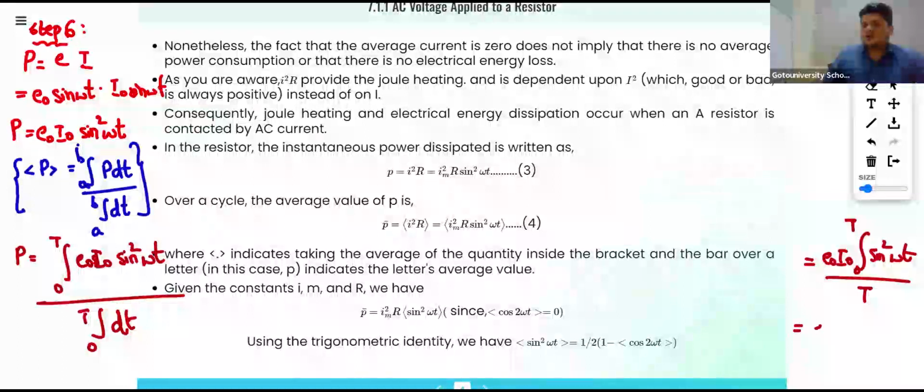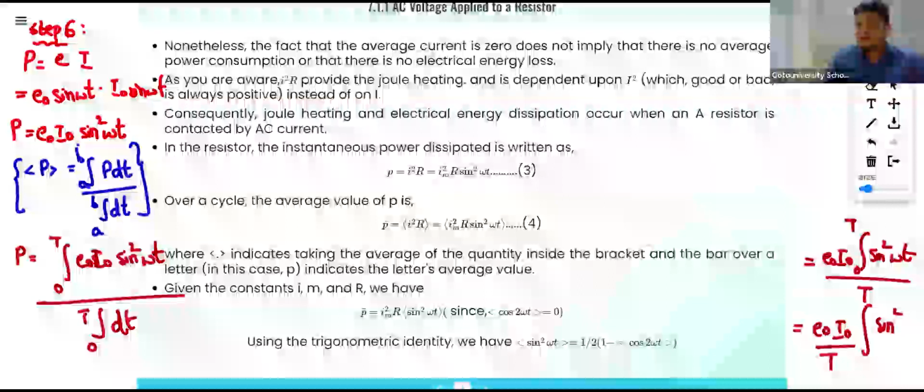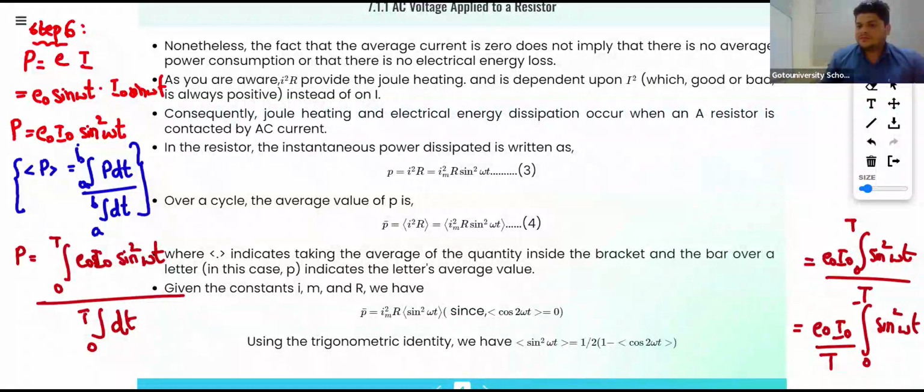So this will be equal to E naught I naught sine square omega t. You know what's the integration of sine square omega t? Yes, you can check sine square omega t. The value of sine square omega t will be equal to sine square omega t integration. And see, these are constant. I'm keeping it here, and here you have sine square omega t.